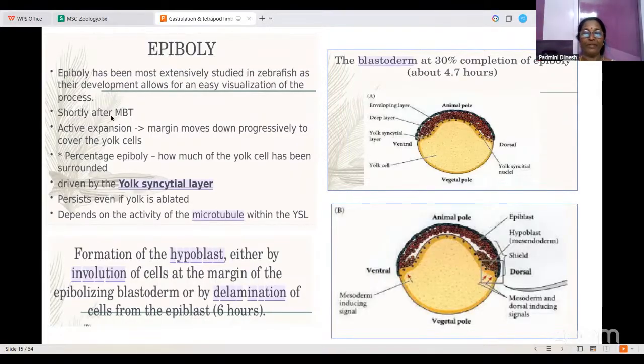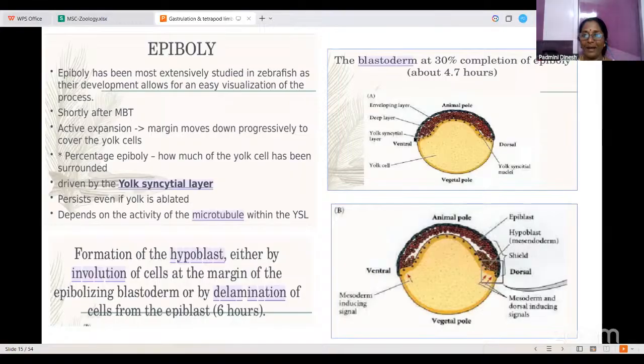What is MBT? If you remember, when I was talking about cleavage, we talked about MBT also, mid-blastular transition. So this occurs in the mid-blastular transition. Margins move down progressively to cover the yolk sac. So you have this animal pole, you have the vegetal pole. Vegetal pole is always where the yolk is present. Animal pole is always where the blastoderm is present.